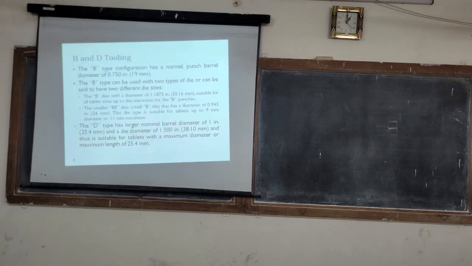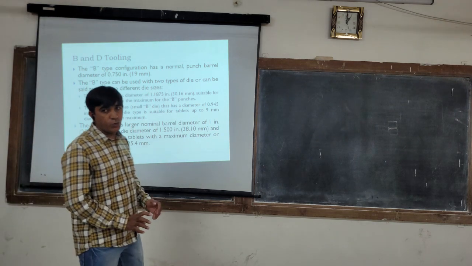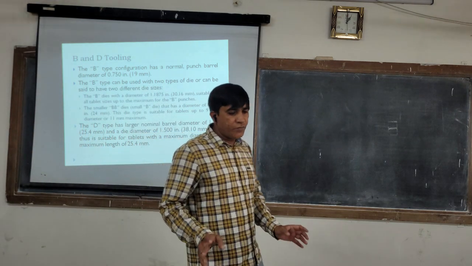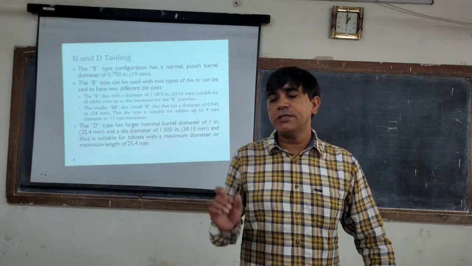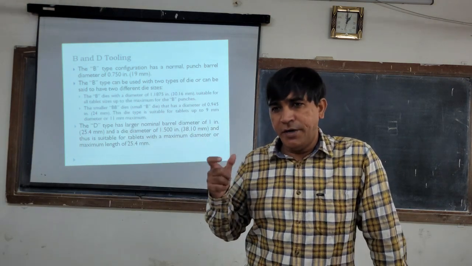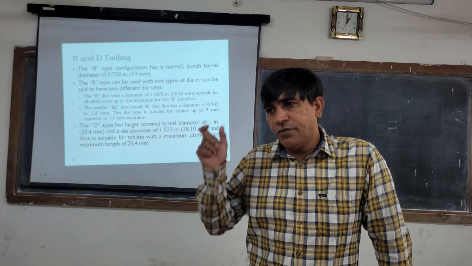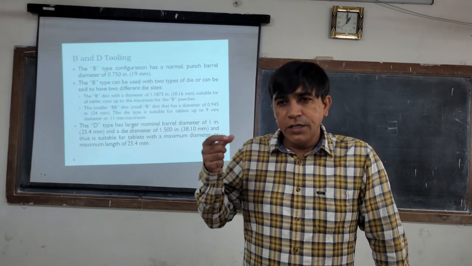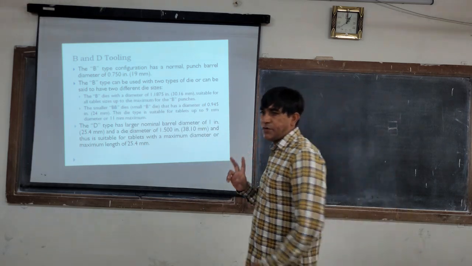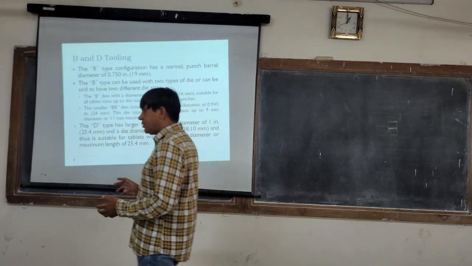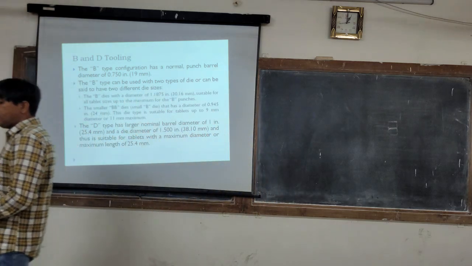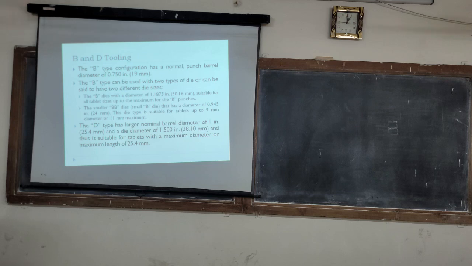Now, tooling. Mainly there are two types of tablet tooling available: B tooling and D tooling. The difference between B tooling and D tooling is the head diameter and barrel diameter, the diameter of the punch head and the diameter of the punch barrel. That makes a difference. Now, in industries, when we go for higher compression forces, we require larger barrel diameter so that it can withstand higher pressure.